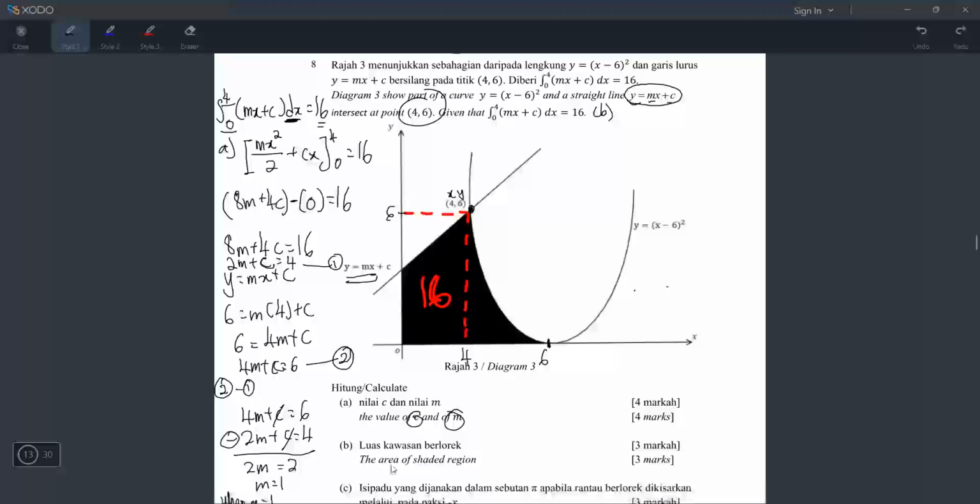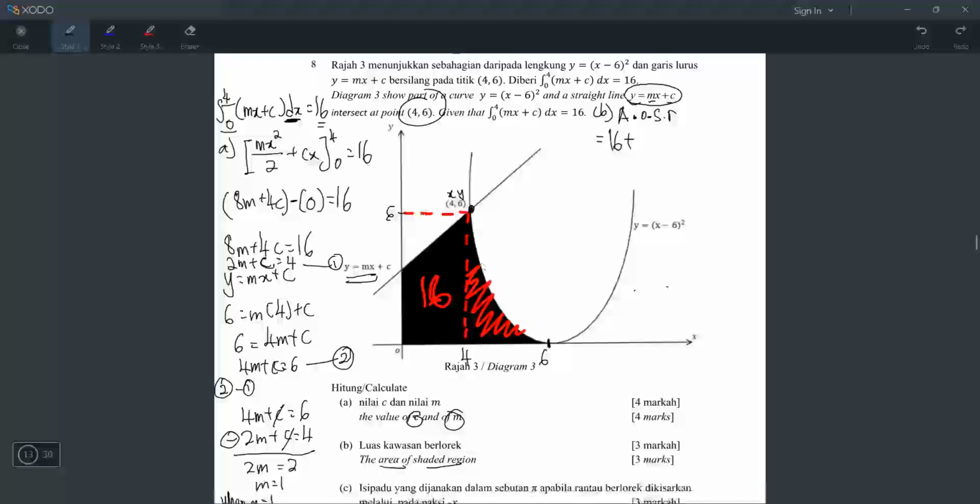Okay, B I'll do here. B, they ask for the area of the shaded region. Can I write 16? No, right? Because the shaded region is here. It's not just the 16. I have to add this shape. So what I will do is, I already know this trapezium is 16. So I'll write 16 plus this one, which I now have to find myself. So how to find the area of this?